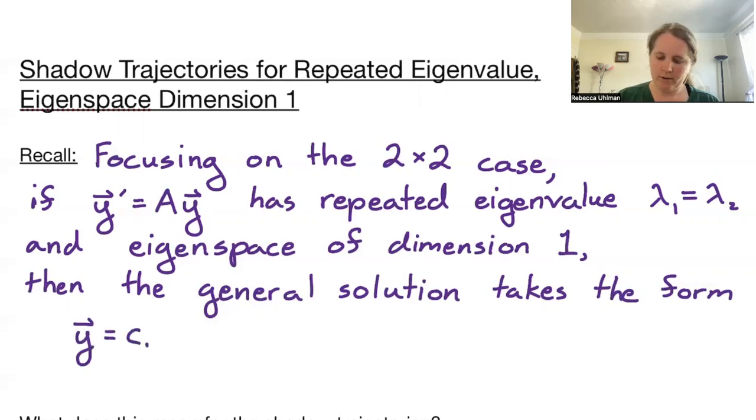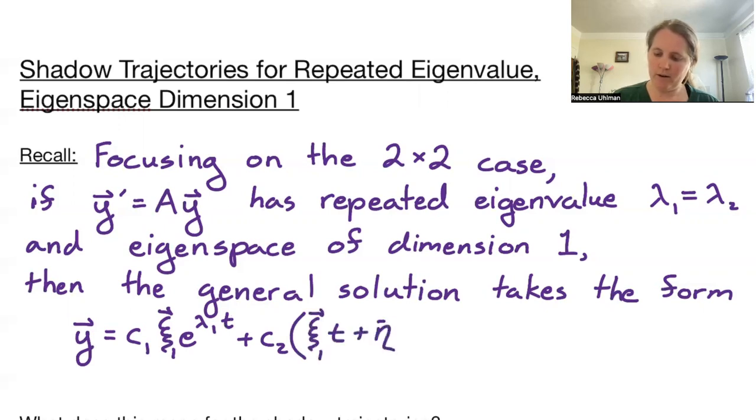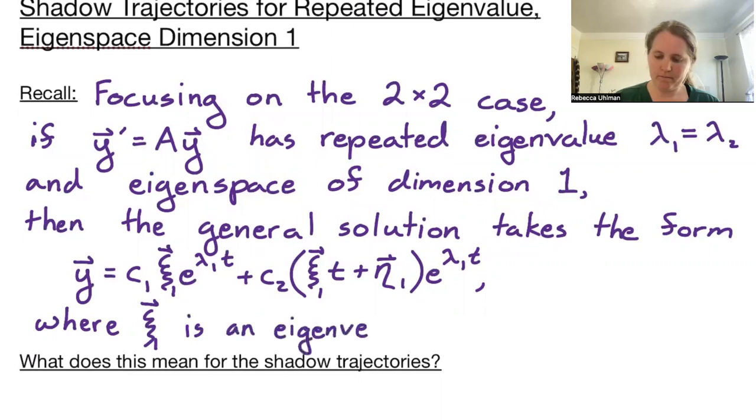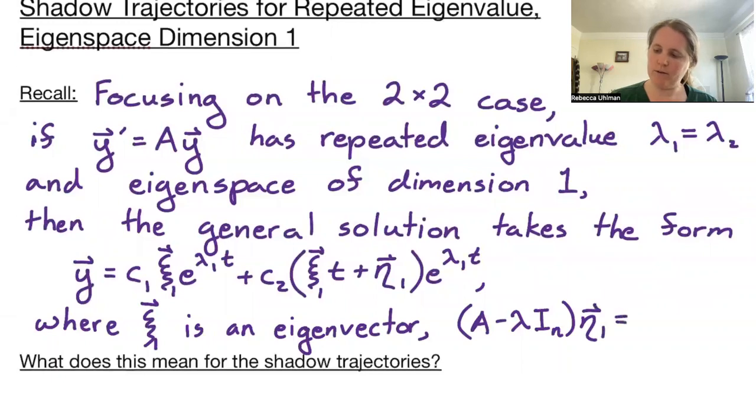y equals c1 times psi1 e to the lambda 1t plus c2 times, in parentheses, psi1 t plus eta 1, where psi1 and eta 1 are vectors, all multiplying e to the lambda 1t. And this is where psi1 is an eigenvector and A minus lambda times the identity matrix times eta 1 is equal to psi1.